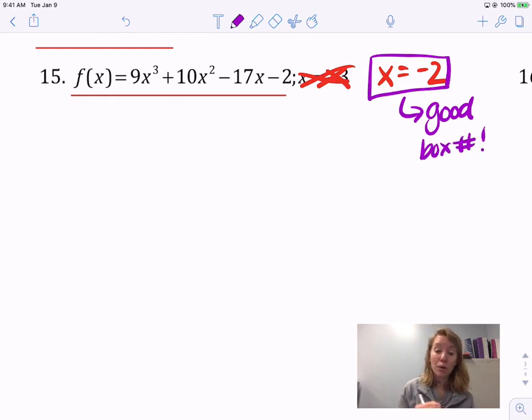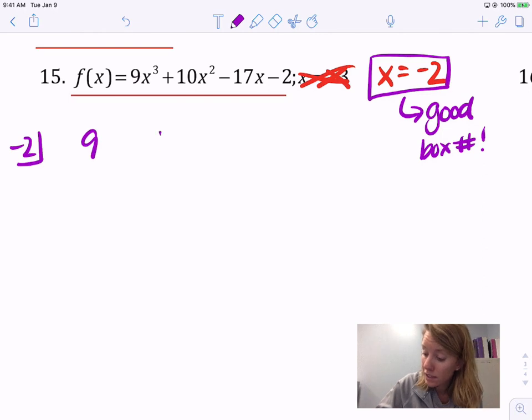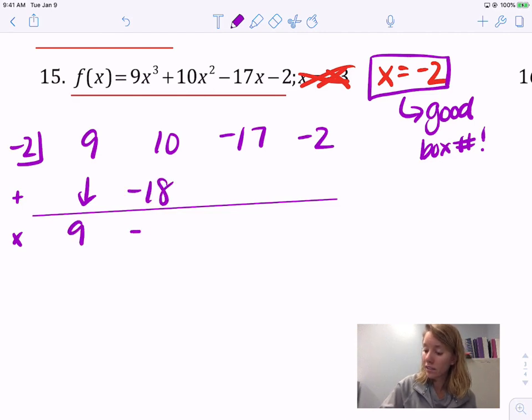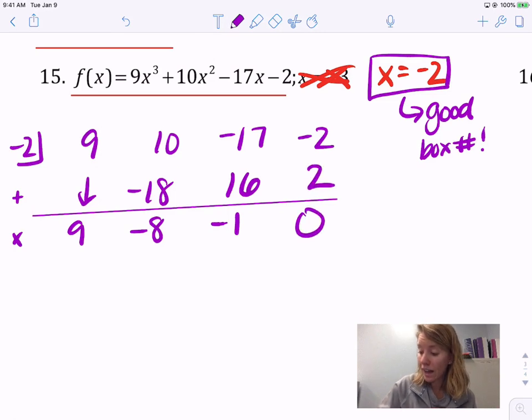Okay, so that means that I'm going to get a remainder of 0 if I use negative 2 as my box number. So I'll have 9, 10, negative 17, and negative 2. But then I'll do synthetic division just like normal. So I bring down the 9, multiply, and get negative 18. Add, negative 8. Multiply, I get 16. Add, I get negative 1. Multiply, get 2. And then I add, and yay, I have a remainder of 0.